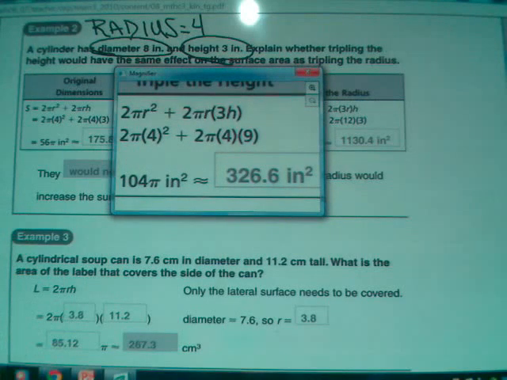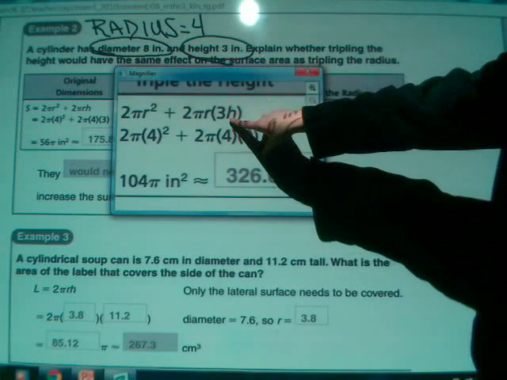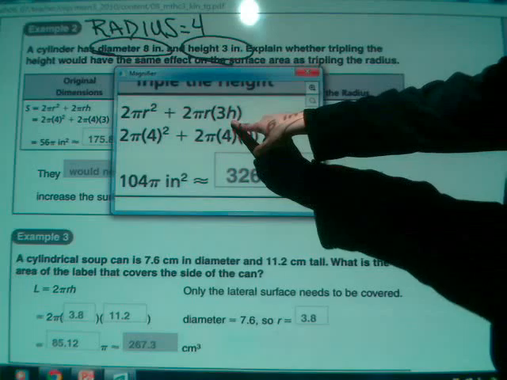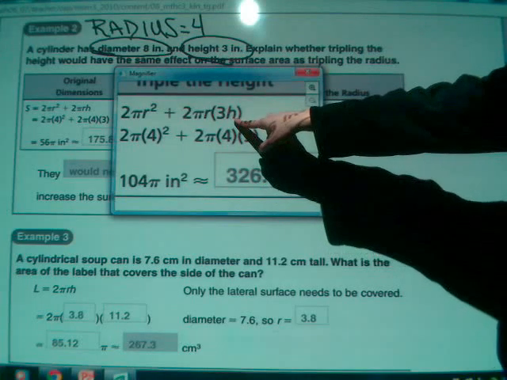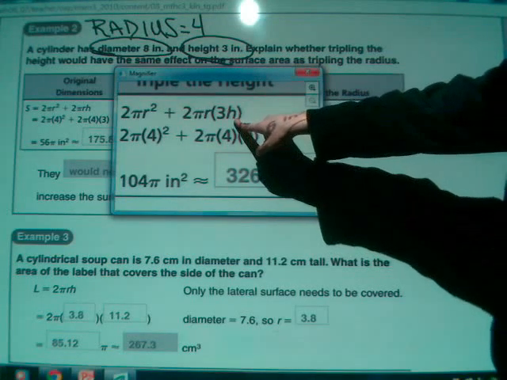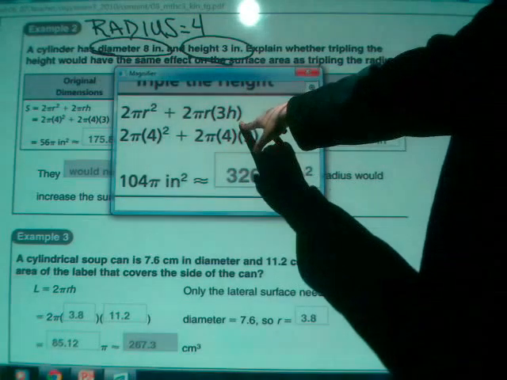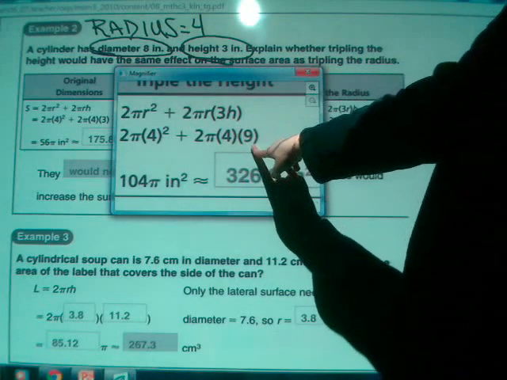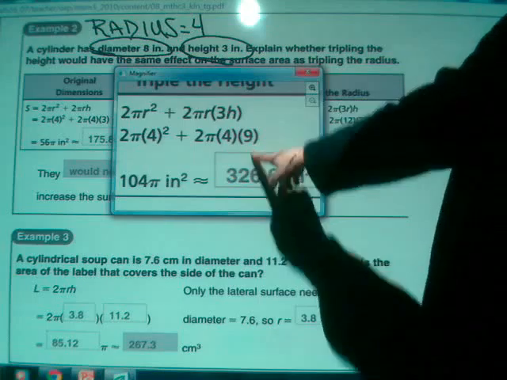Let's start with tripling the height, which is what you see in the middle box there. The height was 3, and if I triple it, now it's going to be 9. Remember, h only appears one time in that formula at the very end. So that's why they're saying 3h here. This would normally just be h, but we're supposed to triple it, which is why it says 3h. Of course, most of you are just going to write in 9 right away, and that's fine. That's what they're showing you here on the second line.